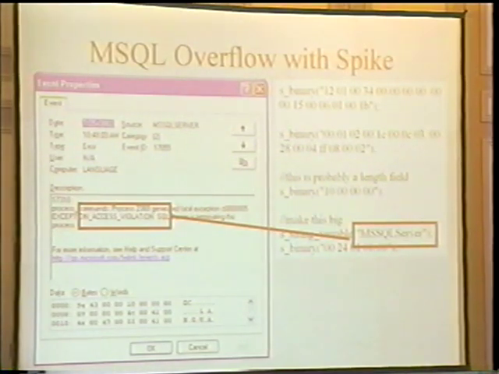And in the Spike script, you can see that he's actually modeling the protocol here, and then he's changing this string to be a buffer overflow. And pretty soon, and this is actually the event log entry that popped up on my machine when I ran it, it caused an access violation. It's probably exploitable. At the very least, it shuts down the system.